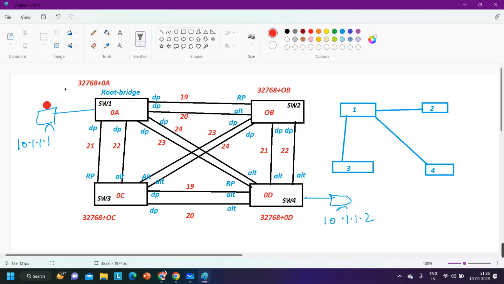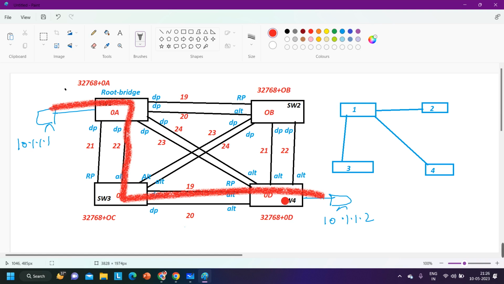1 to 4. This path? Yes or no? Yes. But what I want is, whenever 10.1.1.1 wants to ping 10.1.1.2, my traffic should go like this. Can you achieve it, guys? Yes, by reducing the priority, sir. Priority, cost, you have lots of options. So by using those things, can you achieve it? Yes.